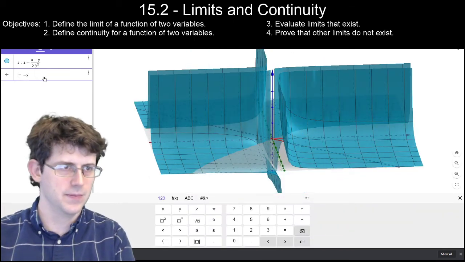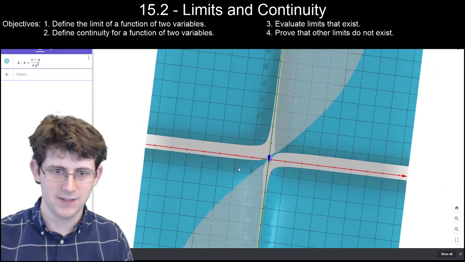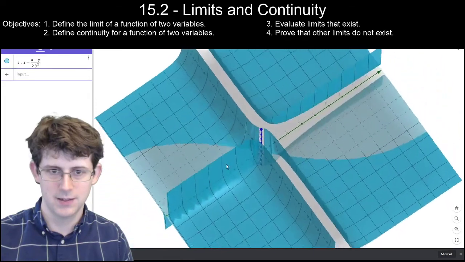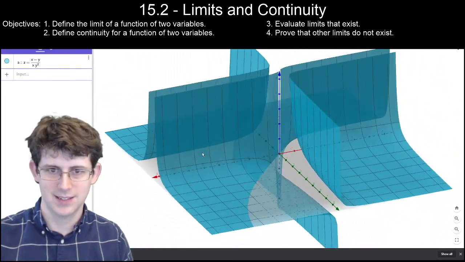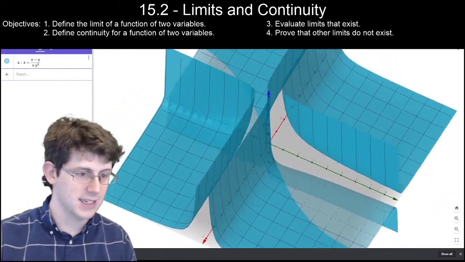The surface is kind of crazy. It's definitely got problems at 0, 0. Ooh, that looks really cool. Huh, neat. Okay. On to the last example.